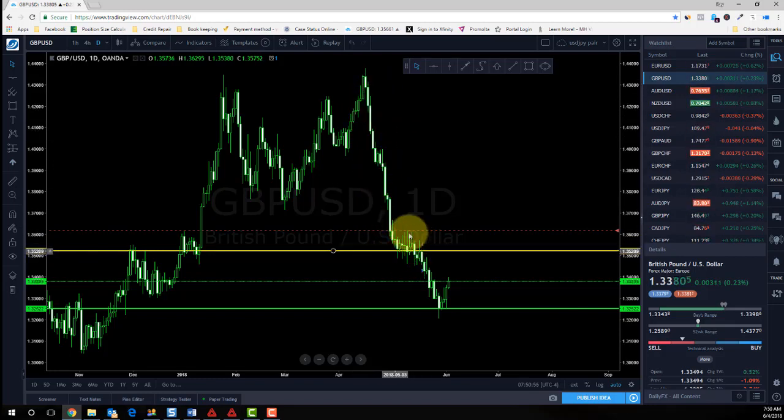We found some area of consolidation inside this field right here. And so we're expecting the market to rally up into this level before the market actually turns and starts trading downwards. Now let's take a look at the forward chart.